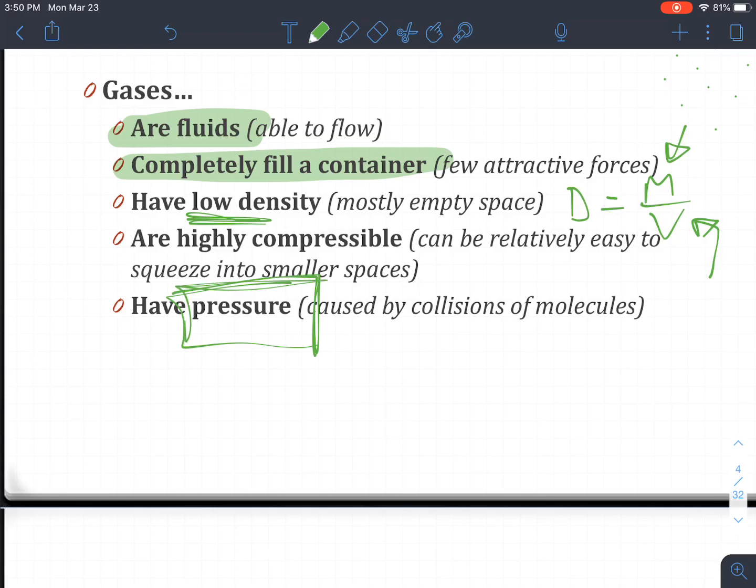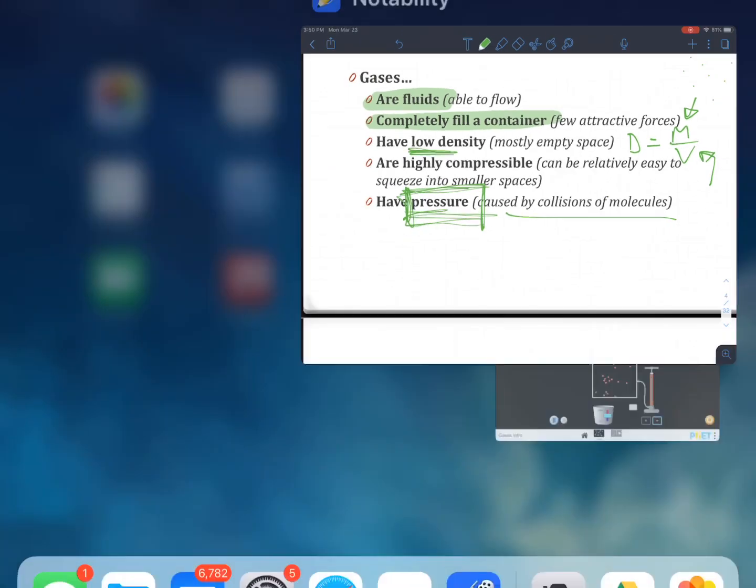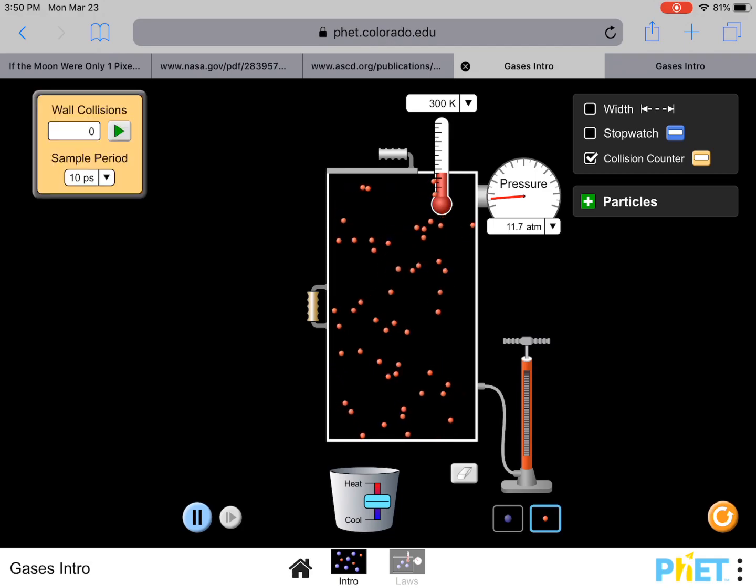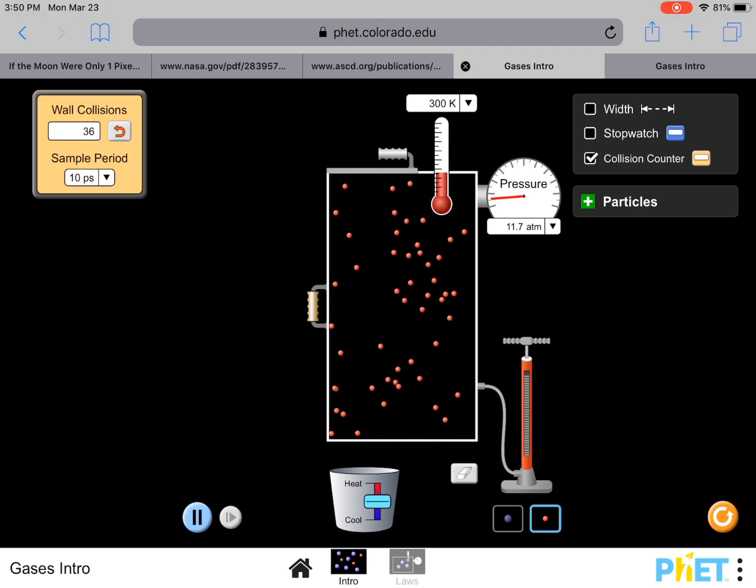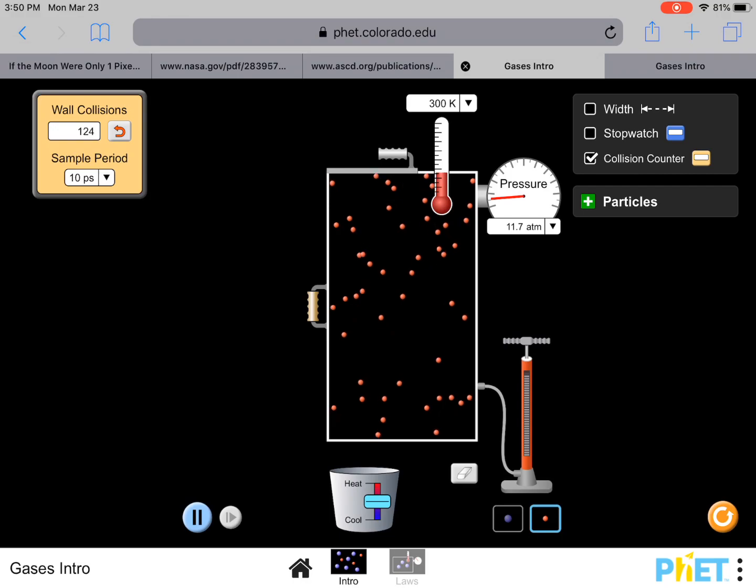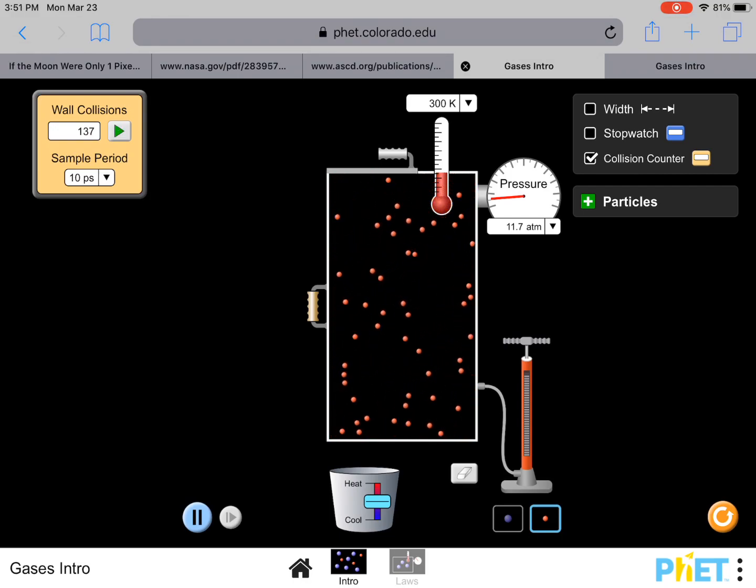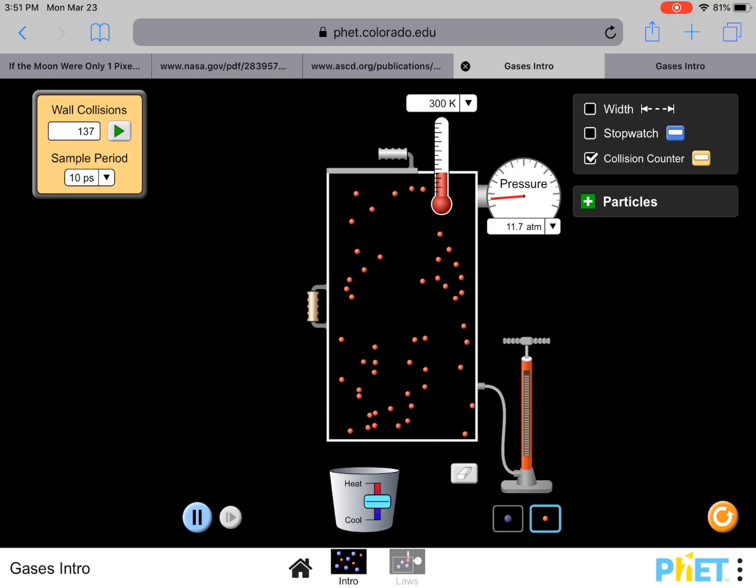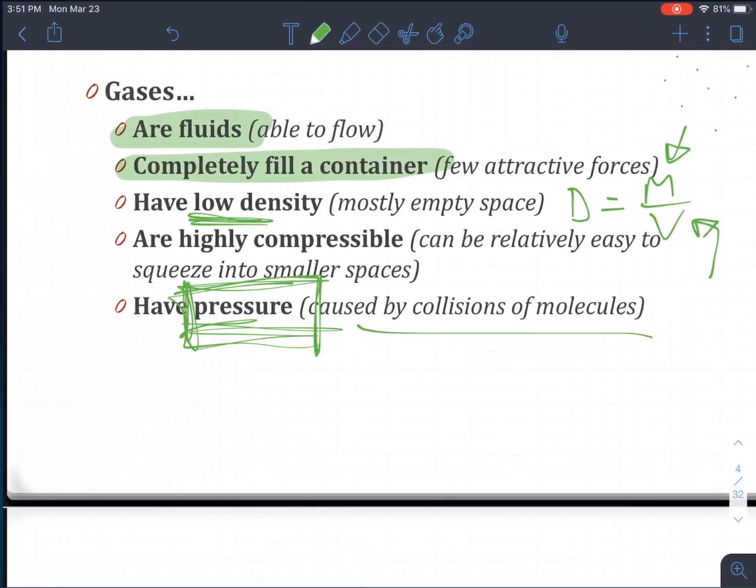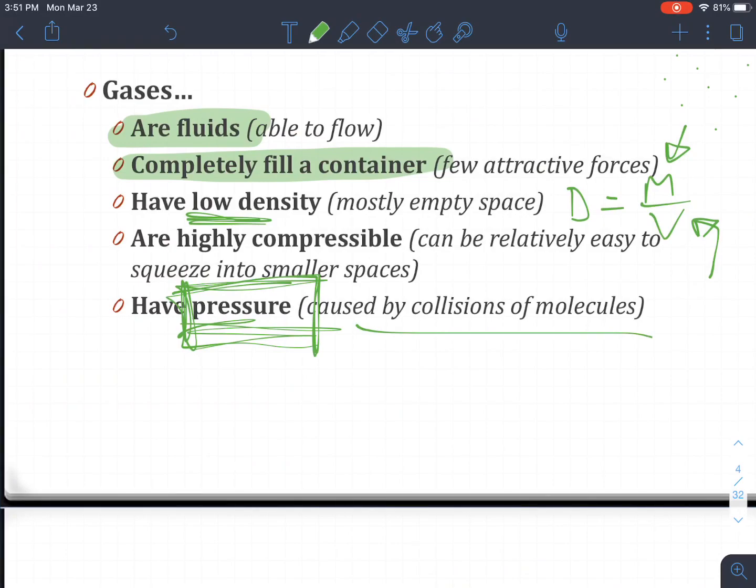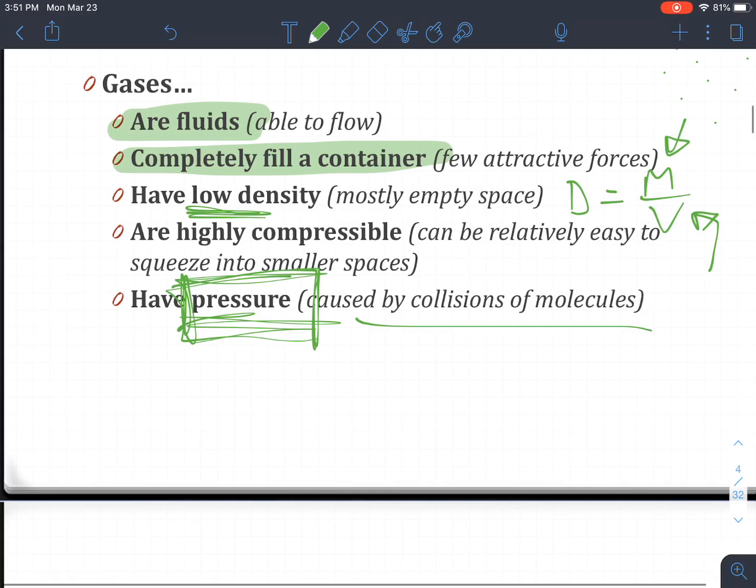So this is the biggest thing that I hope that you took away from that virtual lab. Pressure is something that's caused by collisions of molecules. When you were doing this lab, we did a collision counter, and the collision counter then ended up changing the pressure. Pressure is basically how often and how much do the gases hit the walls of the container. So the more times it hits the walls of the container, the higher the pressure is going to be. The less times that gases hit the walls of the container, the lower the pressure is going to be.